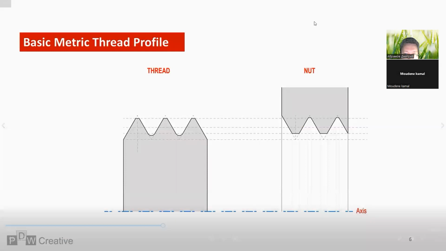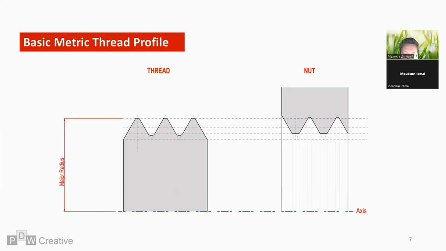The thread consists of an internal and external component. The internal part is the nut, and the external is the screw or bolt. The major diameter or radius for the benefit of this cross-section is the largest thread diameter or radius. It is often also known as the crest of the thread. The pitch radius is the effective radius. The minor radius is the smallest radius and often describes the root of the thread.